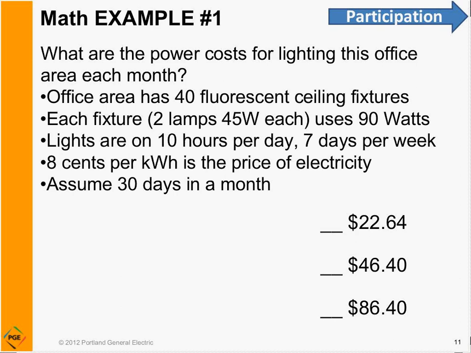The office area has 40 fixtures. Sometimes you'll hear lamps, and sometimes you'll hear fixtures, so ask for clarity. If each fixture has 90 watts, then you don't care how many lamps are in it. In this case, we'll deal with fixtures. Lights are on 10 hours a day, 7 days a week, so it's some kind of regular scheduled business operations or school, and it's about 8 cents a kilowatt hour. Assume a 30-day billing cycle. So take your calculators and see which of these three you think is the most likely monthly cost of running the lights in this particular building.